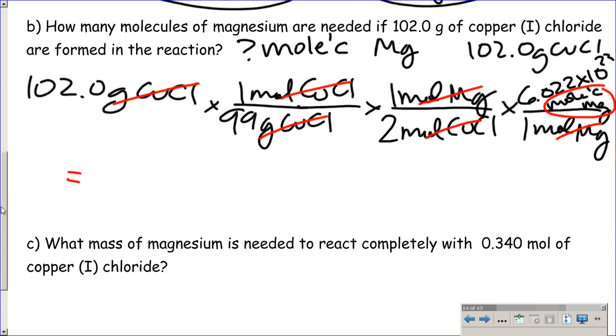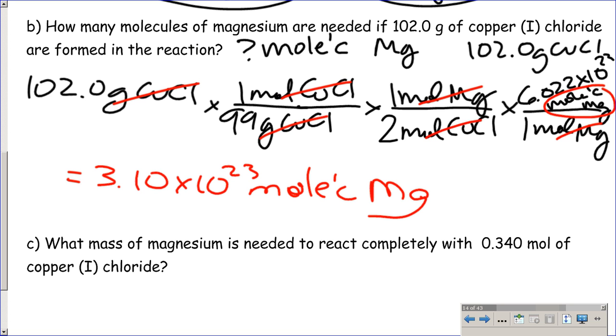You just need to multiply across the top and then divide by the stuff on the bottom. And we're groovy, baby. We are at 3.10 times 10 to the 23rd molecules of magnesium.